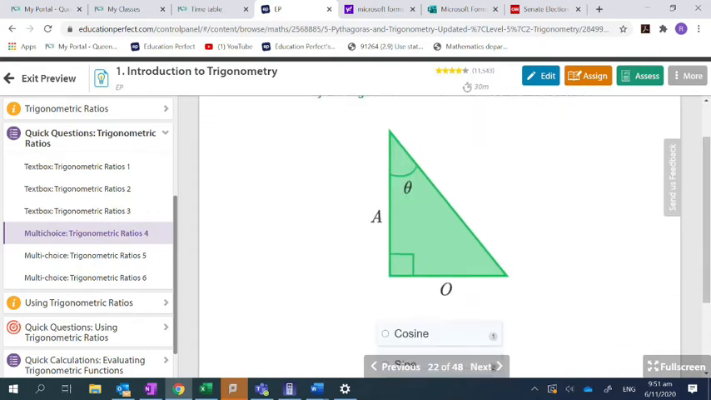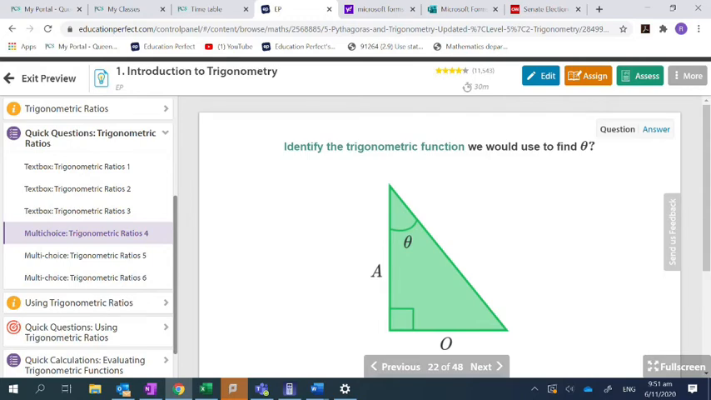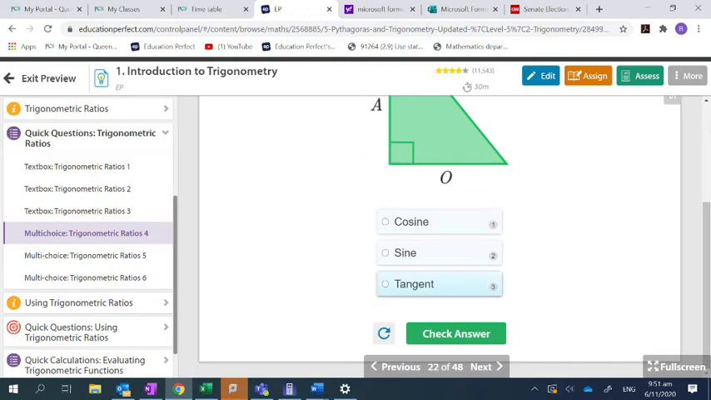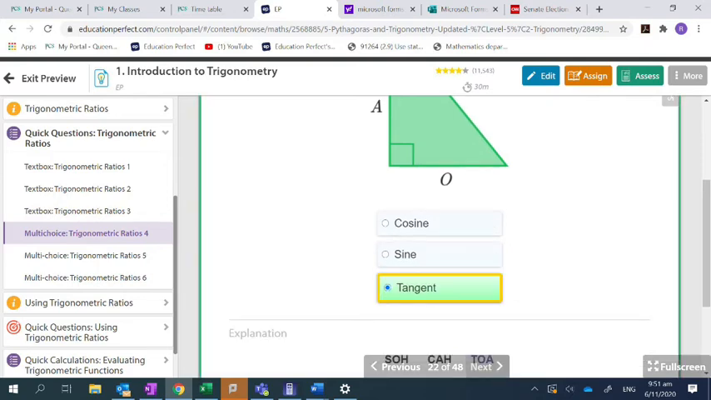Now, identify the trigonometric function we would use to find the angle. Well, here's our angle. We know the opposite, and we know the adjacent. TOA, so that's tangent. You just use whichever one you have. Whatever you know, that's the one you use. We just found A and O, right? Which one has an A and O? Tangent. Exactly. So you just choose tangent.